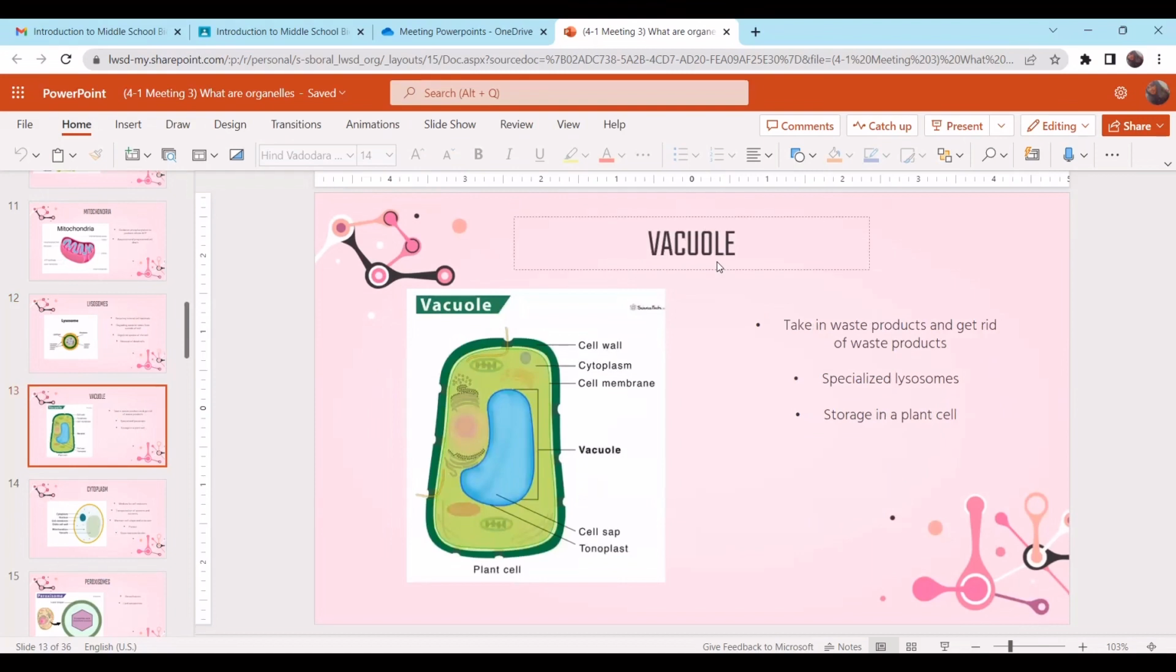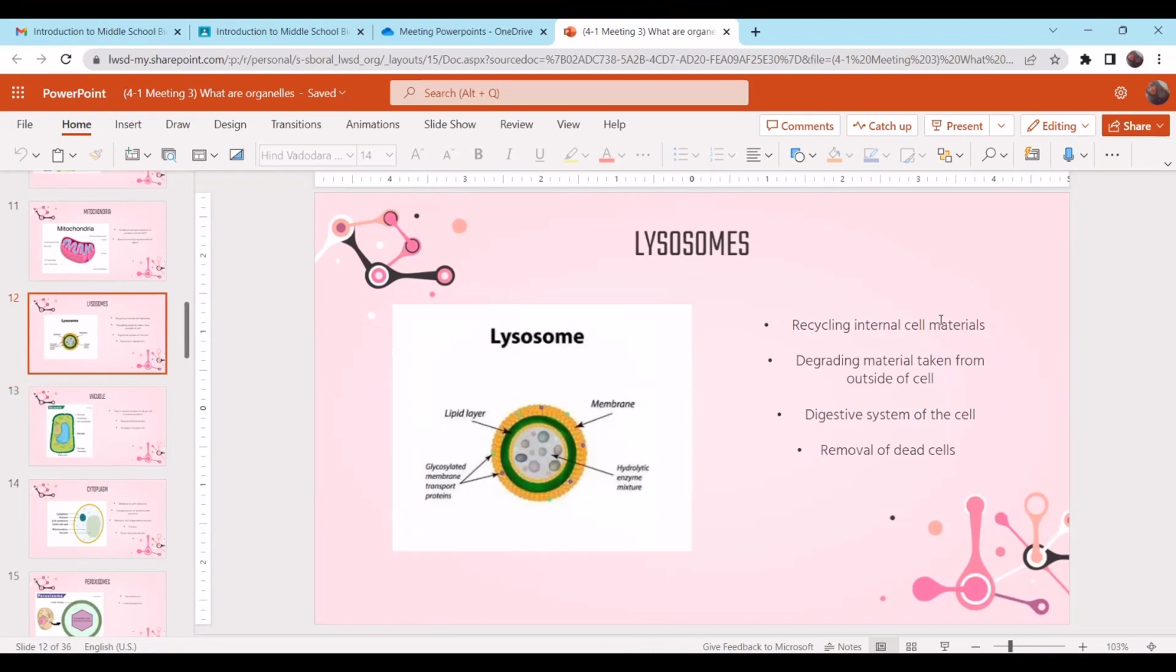So the vacuole. This vacuole is in both animal and plant cells. The picture shows a vacuole in a plant cell. The vacuoles in plant cells are very big, so they act like storage for plant cells, but in animal cells they are relatively small compared to the rest of the organelles. They take in waste products, get rid of waste products. You can kind of think of them as lysosomes, but that's the only function of them. So they're specialized, they only do that. But lysosomes do so much more than just this.